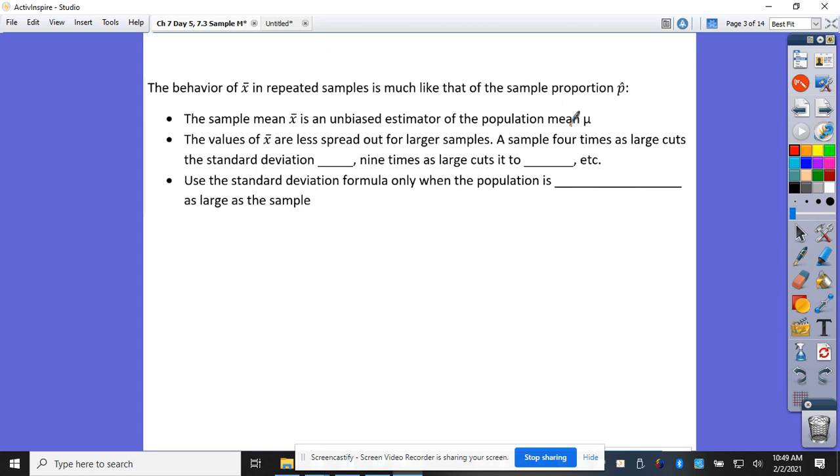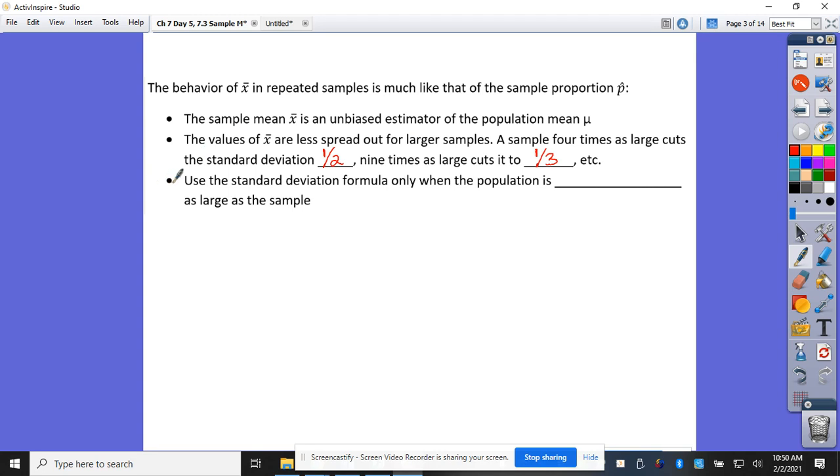More specifically, a sample 4 times as large cuts the standard deviation what? In half. Or it might be written as one half, but as far as being able to look at it and see, it might be easier to just do that. I don't care which way you write it. A sample 9 times as large would cut it to 1/3. That was what we talked about, changing your sample size and how it affects your standard deviation, going through that whole algebra aspect.